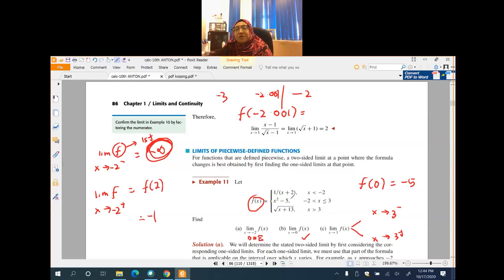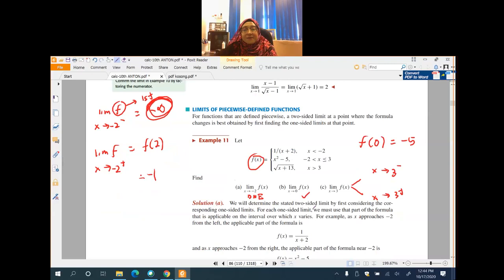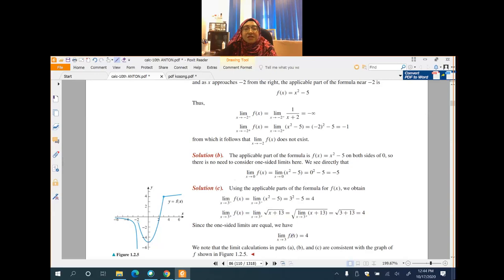For x tends to 3 from the left, 4. For x tends to 3 from the right, it will give you what? 3 plus 1, 4. 4 as well. So it gives you the same answer. So the limit of f as x tends to 3 is equal to 4, because from the left as well as from the right, they give you the same answer.